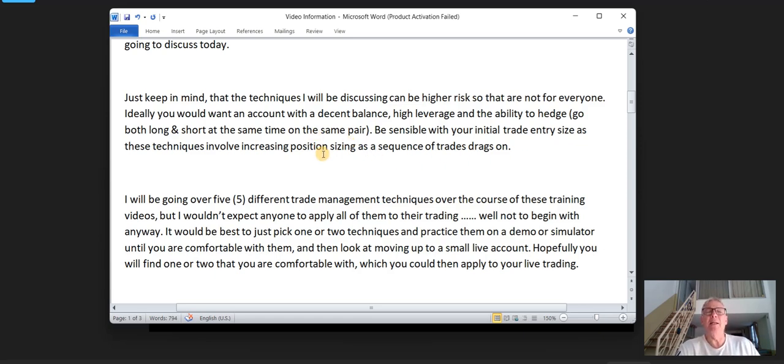You want an account with decent balance, or if you haven't got a decent balance, say you've only got $100 or something, you could throw it into a cent account or a nano account or something like that and trade small. You want high leverage, high as possible. Not always necessary, but leverage is not the enemy. It's only people that abuse it that becomes the enemy. It's people that are smart about risk management, and I'm hoping everyone in my group is smart enough to understand risk management. I've been going on about it for forever. Every book I mention it, so it should be ingrained into your heads. And it's also good if you can hedge, go both long and short at the same time, the same pair.